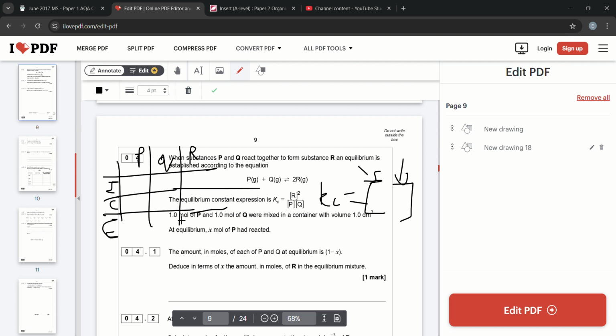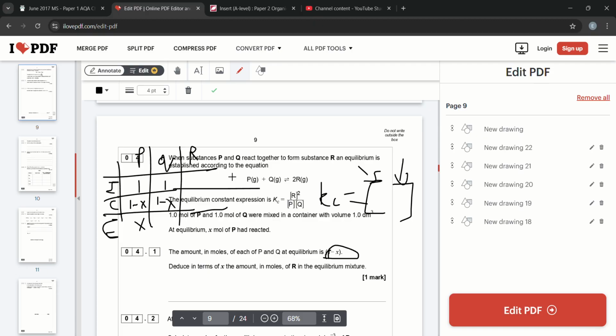So 1 mole of P, 1 mole of Q. Equilibrium, X mole of P had been reacted. Therefore, how do we go from 1 to X? Well, it's going to be 1 minus X. Same thing for Q, it's going to be 1 minus X. And it tells us in the question that the amount of moles of each of P and Q at equilibrium is 1 minus X. For R, it doesn't give us the initial moles of R, so we're going to assume it's 0.